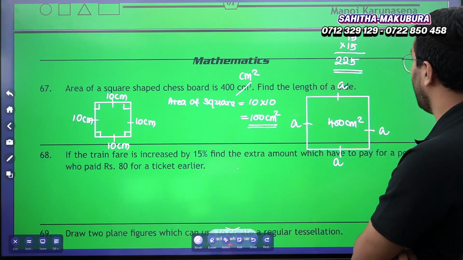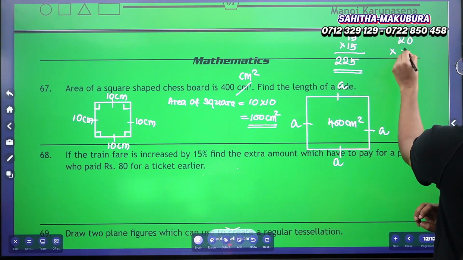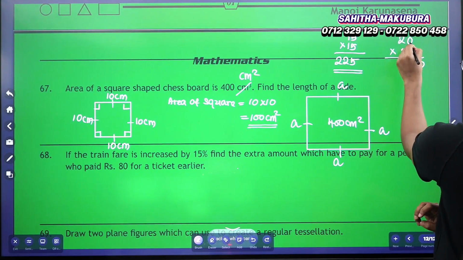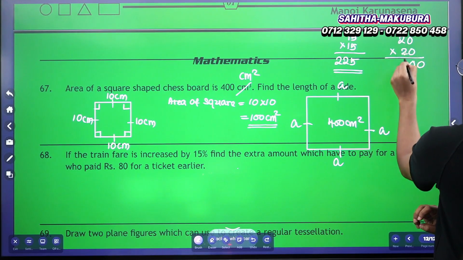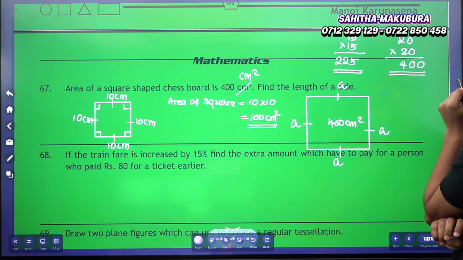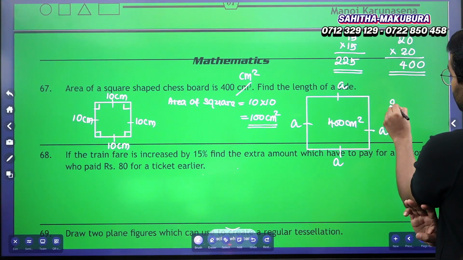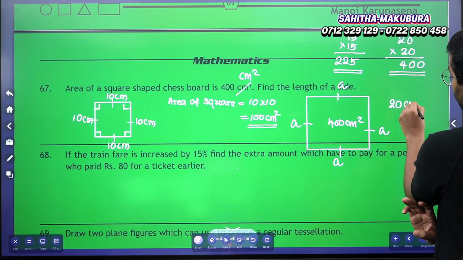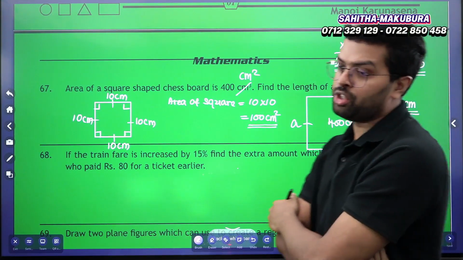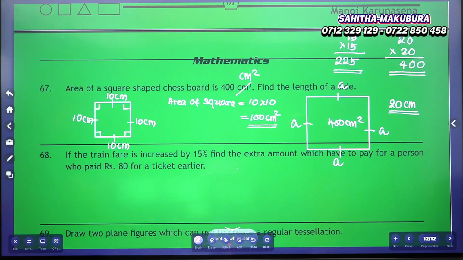Just multiply 20 by 20 and see. So let's put a 0 digit at the end. 2 times 0 is 0. 2 times 2 is 4. 400, right? So what does this mean? What should be the length of a side of the square? It should be equal to 20 centimeters. Length of a side should be equal to 20 centimeters. All right.